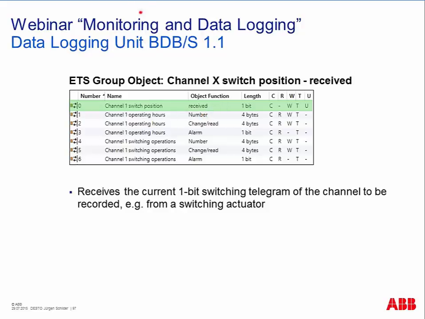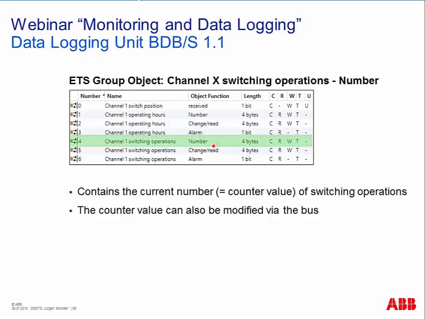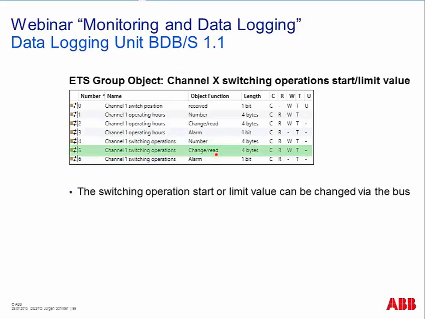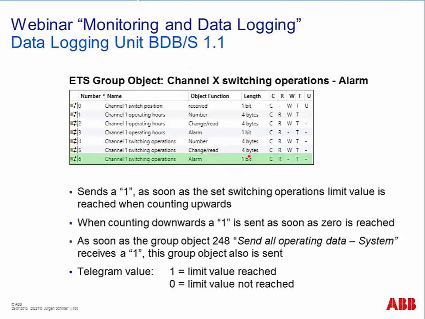Here as a 4-byte value, we get the number of our switching operations up to our 4 billion. This is only the number. And when you want to use the thresholds, then for example, we can see here our default threshold value. We can read it out, or via KNX telegram we can change our threshold. And at the end, the last group object is our alarm object. So when it counts downwards and reaches the value 0, then it sends our 1-bit alarm message, or when we count upwards and it reaches our threshold.